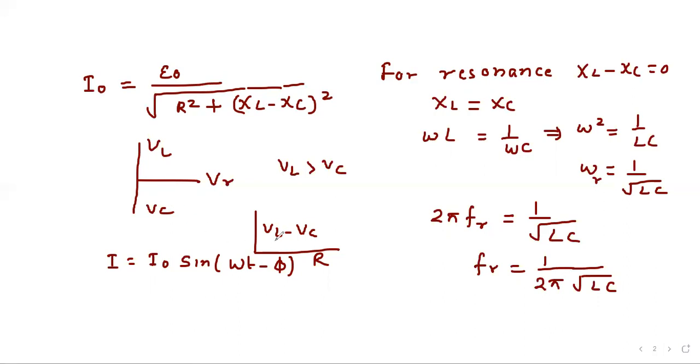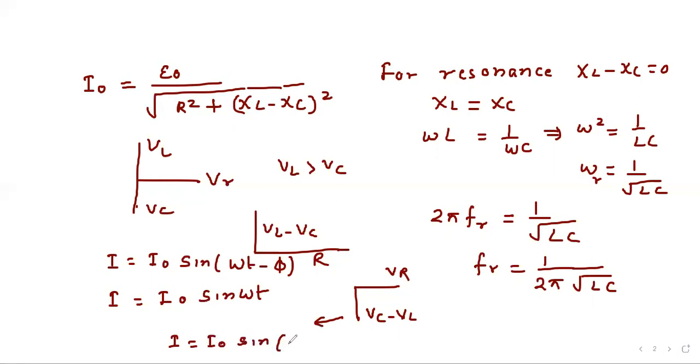When VL equal to VC, in that case, this term will be 0, then only VR will be left. In that case, current equation will be just I equal to I0 sine omega t. And suppose VC is larger than VL. So in that case, this will be VR, and in this direction, there will be VC minus VL. So current equation will be I equal to I0 sine omega t plus phi, because this time effect of capacitance will be larger. So current will lead voltage.